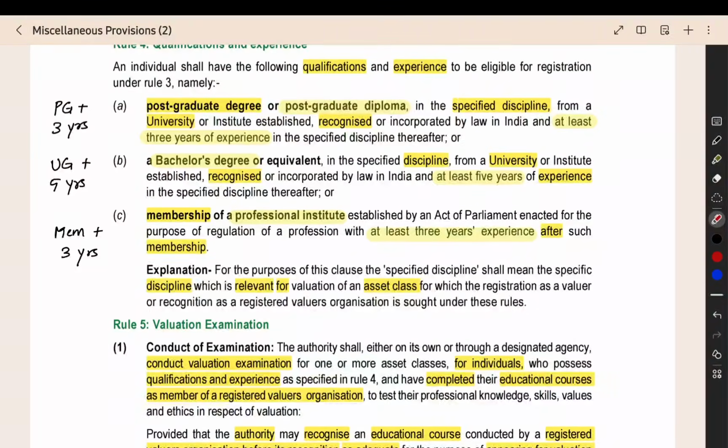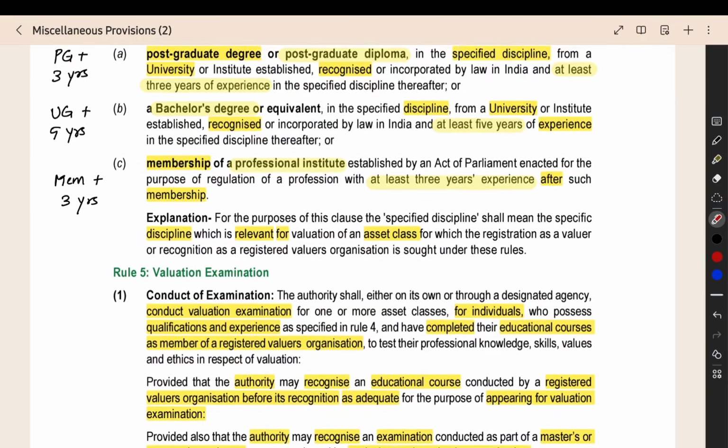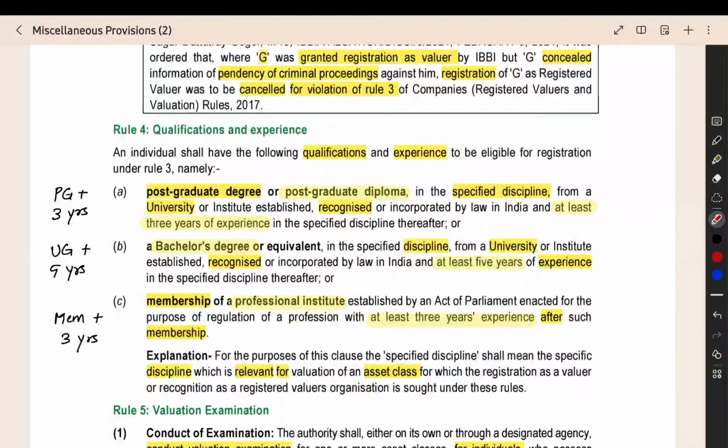So here, when you see the degree, the degree from the specified discipline. What is the specified discipline? If you want to become a registered valuer for land and building, you should do the degree related to land and building, something related to engineering, like that. If you want to do the valuation of shares, you have to do the degree in a financial background. So that is what they are saying here.